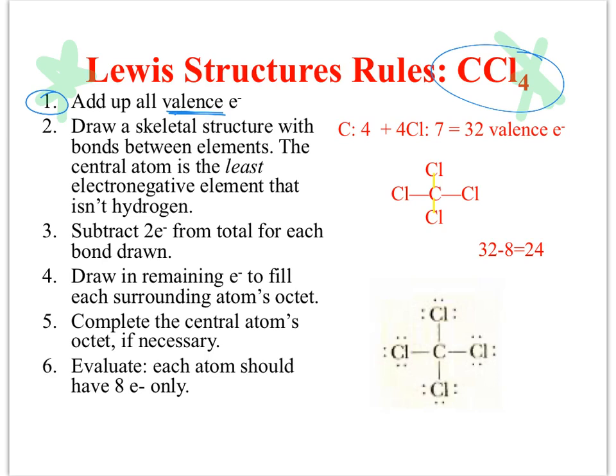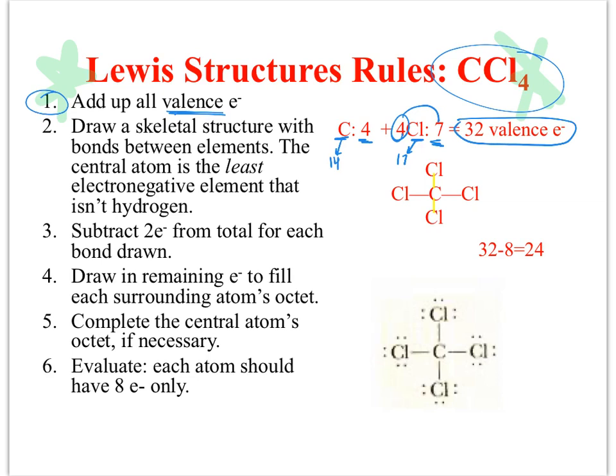So for carbon tetrachloride, carbon has 4 valence electrons. It's in group 14. And chlorine's a halogen, group 17, so they each have 7 valence electrons, and there's 4 of them. So there's 28 valence electrons for the chlorines, plus the 4 valence electrons from the one carbon, which means I have this total of 32 valence electrons.